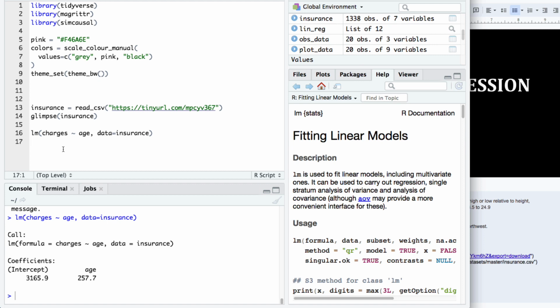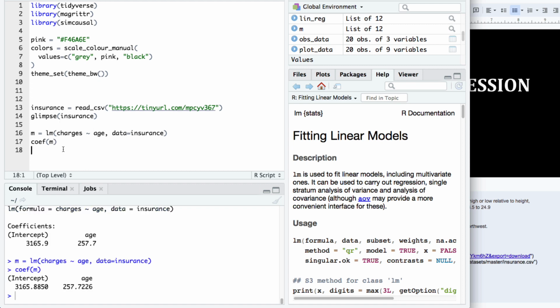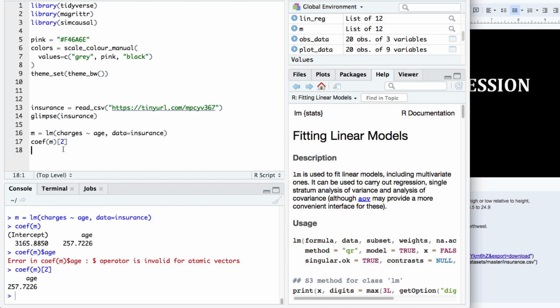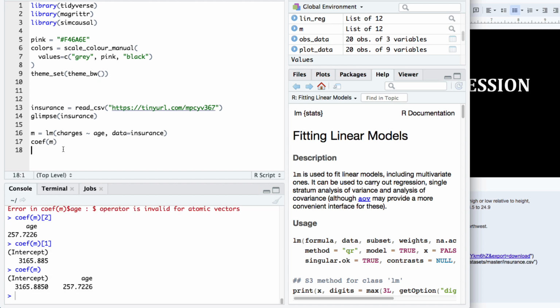I can assign that into something, so let's just call it m. If I want to get the coefficients out, I can do it like this. That returns a vector. So I can do this, and that will give me the second thing, and this is the first thing. This gives me a vector of the coefficients.